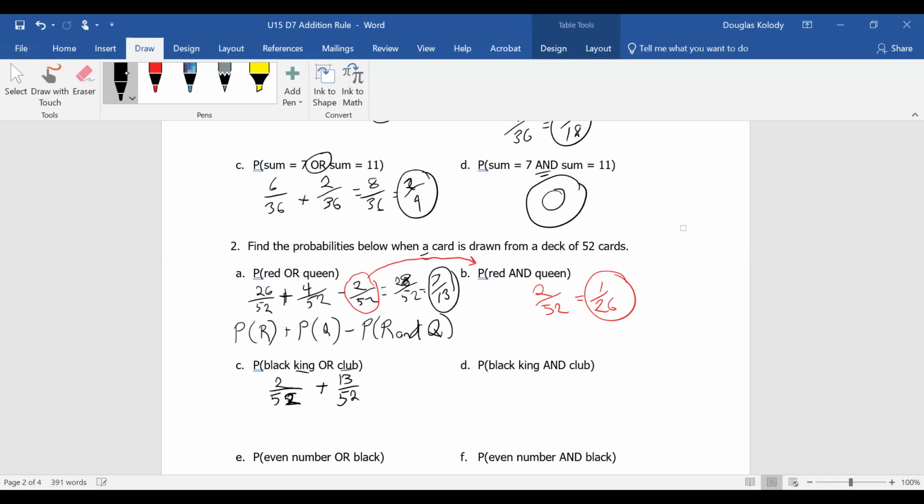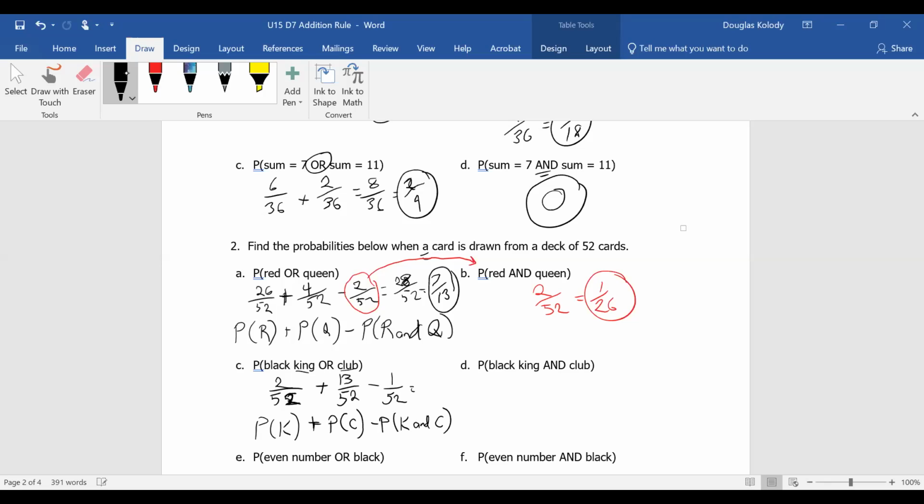Yeah. How many cards is that? Just one. The king of clubs is one card. So minus the one card, the king of clubs, that we counted twice. So this is the probability of being a king plus the probability of being a club, minus the probability of being both a king and a club at the same time.